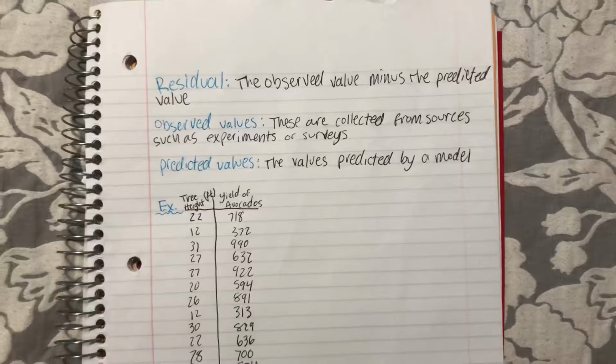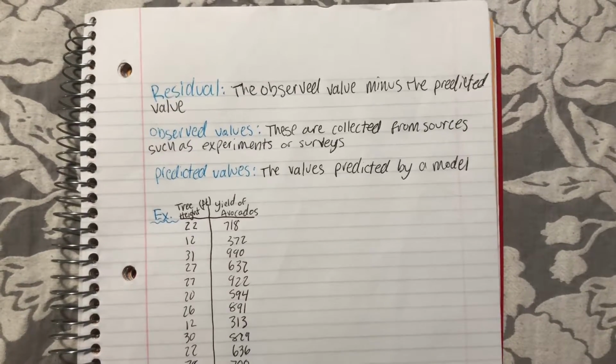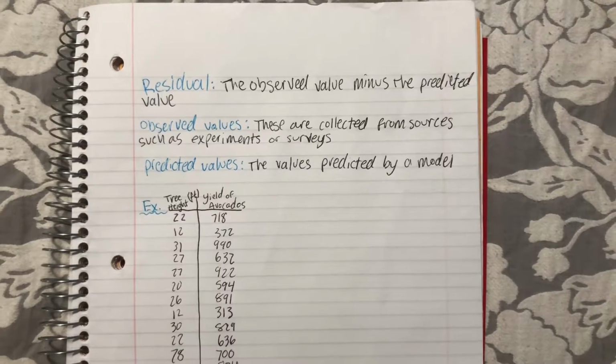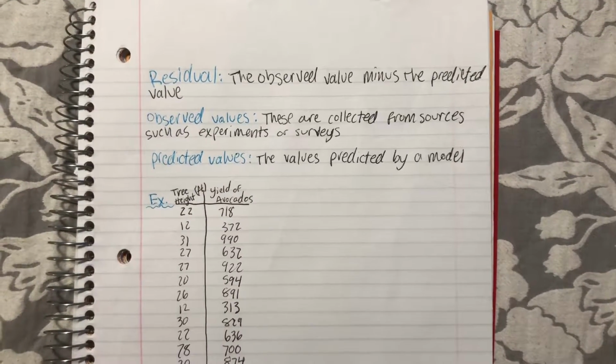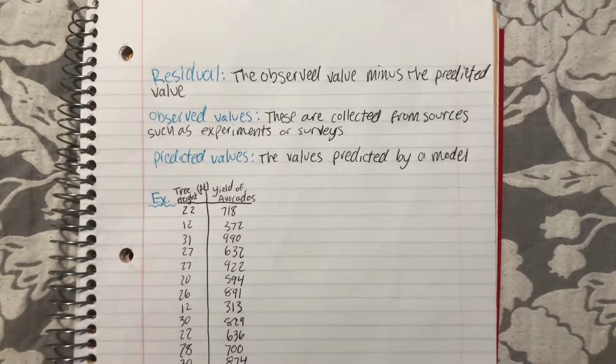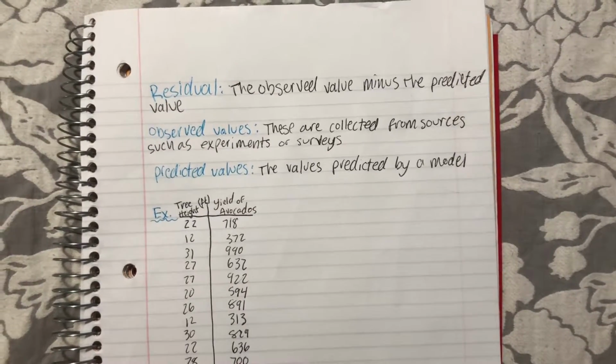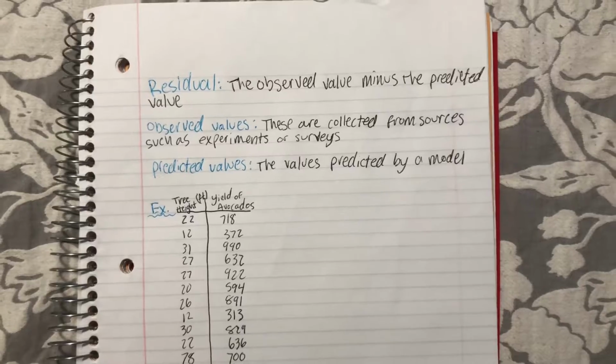to find our residuals on our TI-84 Plus calculator. So what is a residual, you might ask? It is the observed value minus the predicted value. So in other words, a residual tells how far away data are from your chosen model. Now some other great definitions to know is, what are your observed values?